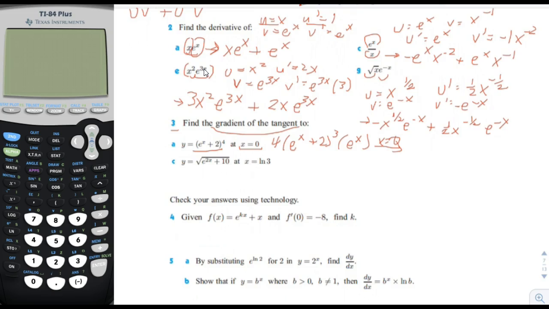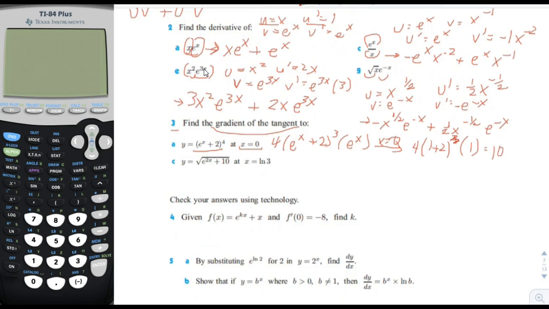Okay? If we put x equals 0 in here, remember anything to the 0 is 1. So if we have 4 times e to the 0 would be 1 plus 2 to the third, and then the last one is e to the x would be e to the 0, which is also 1. So we have 4 times 3 to the third, which 3 to the third would be 27, right? 4 times 27 times 1, and that would be about 108 or something like that, right?